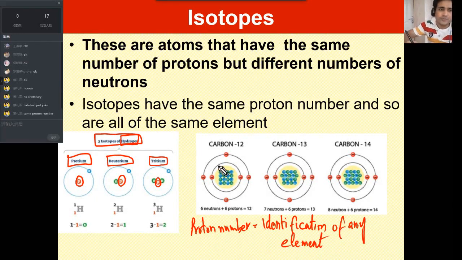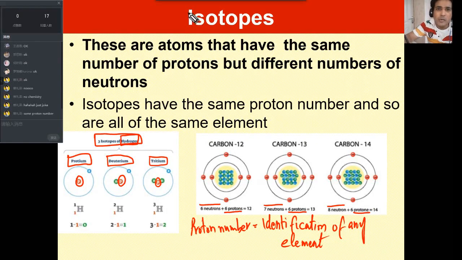Okay, so you can see for carbon, if you look at the number of protons, you can see 6 protons here, 6 protons here, and 6 protons here. But if you look at them, the number of neutrons is not the same. You see 6 neutrons here, 7 neutrons here, and 8 neutrons here. So all of them belong to carbon, but they have a different number of neutrons.